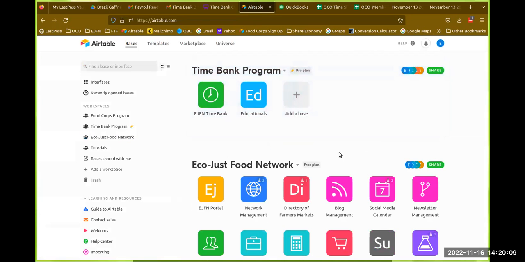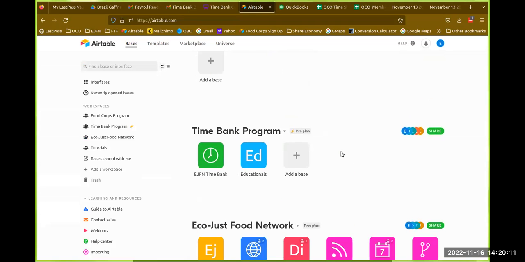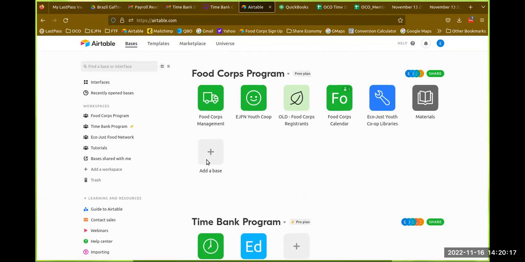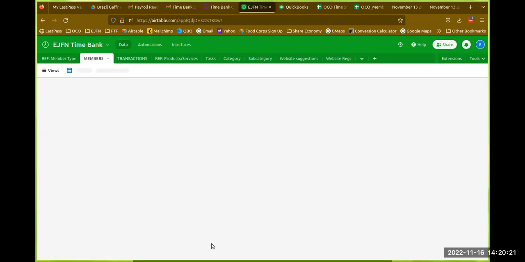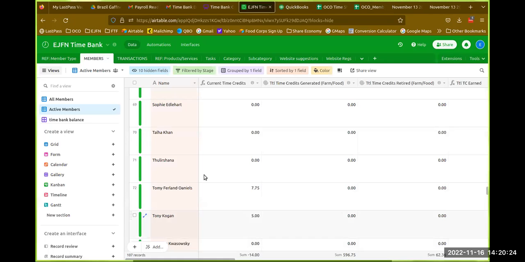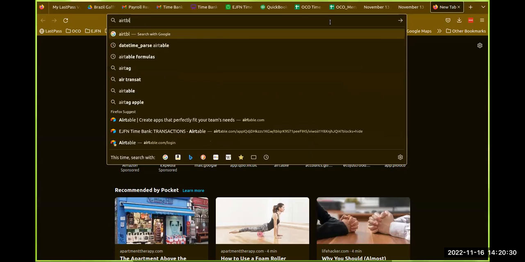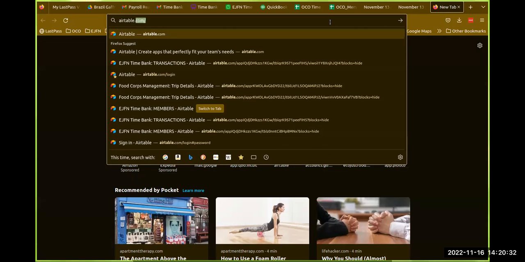So any questions? Maybe do you have a link that you can share to where the updates about what pro features on the Airtable entail? You can Google that just on the Airtable website. Okay, perfect.